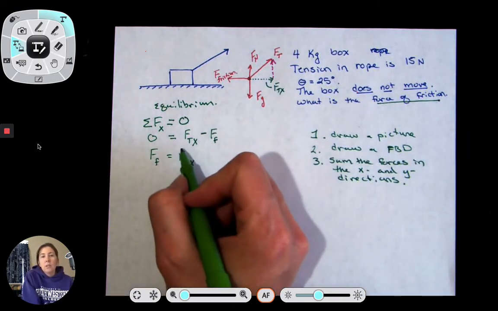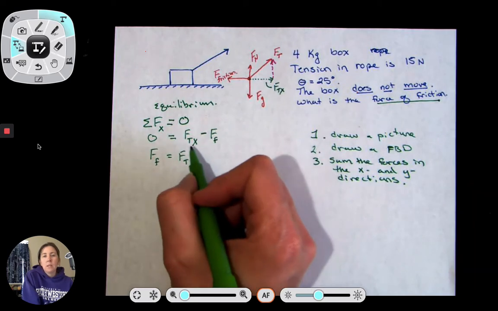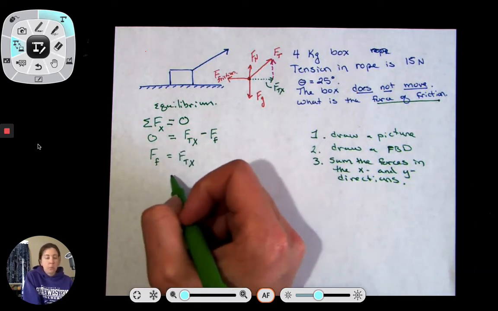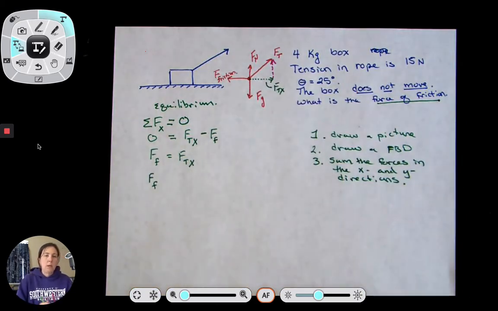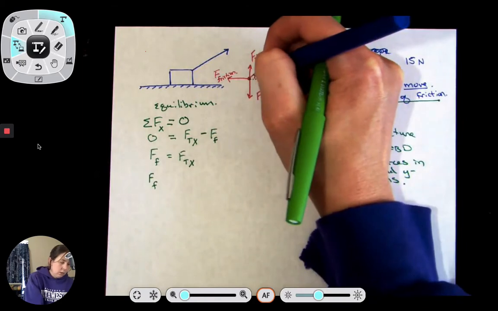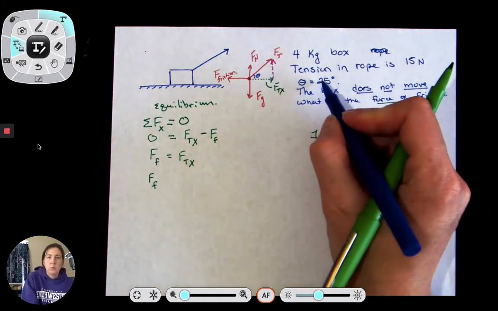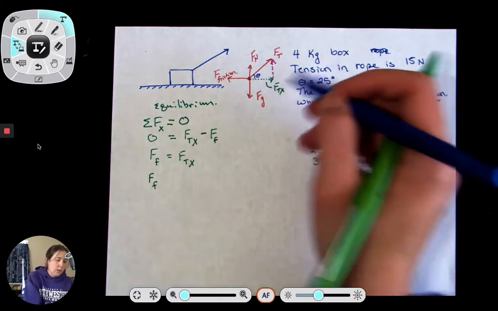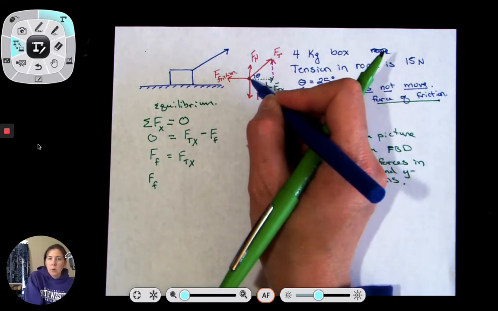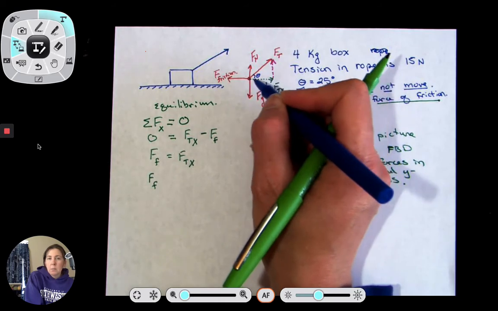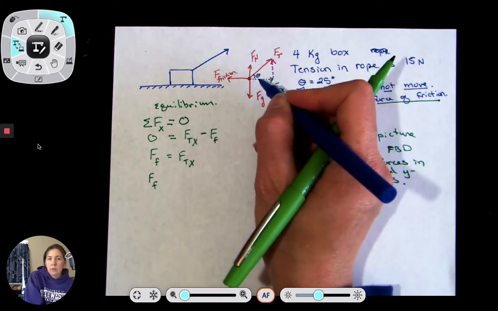Now, I just need to figure out how big this component, this leg of my triangle, is. So here is my angle theta, and we know from the problem that theta is 25 degrees. When I look at this, this horizontal component, the X component, is my adjacent side. It's right next door to this angle.